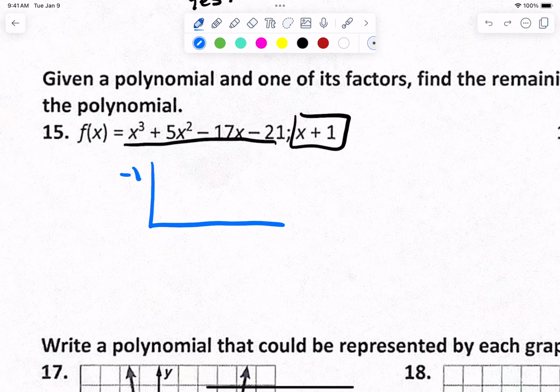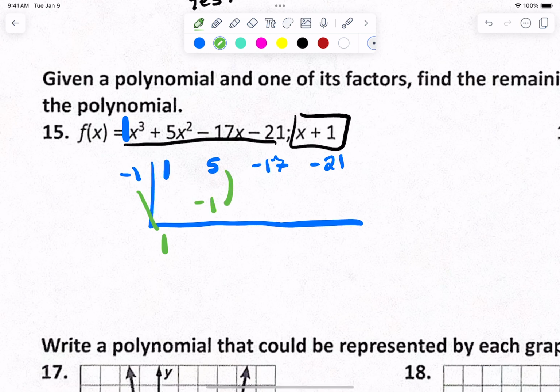What's the first number I put? 1. It's the number in front of x cubed. Then the next number is 5, then negative 17. Last one, negative 21. All right, the 1 goes down. If I multiply those together, negative 1 and 1 makes negative 1. I add those two: 5 and negative 1 makes 4. Then I multiply by negative 1 again.